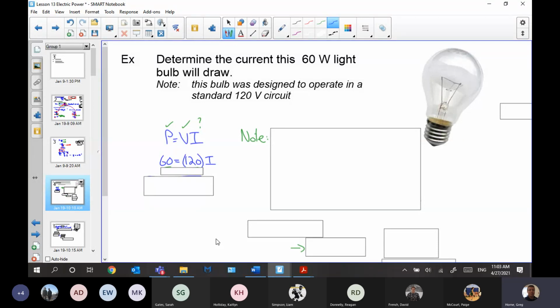So it's kind of neat, right? We can actually calculate how much current is flowing in your household circuit. You got a 60-watt bulb plugged in a lamp in the living room. You can actually calculate and know that that thing is drawing 0.5 of an amp. Okay.